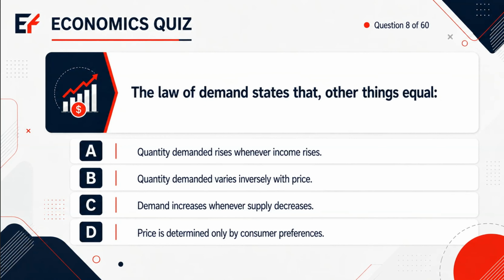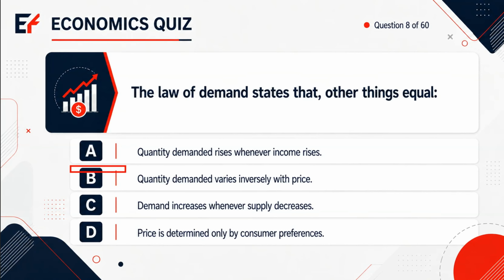Question 8. The law of demand states that, other things equal, A. Quantity demanded rises whenever income rises. B. Quantity demanded varies inversely with price. C. Demand increases whenever supply decreases. D. Price is determined only by consumer preferences. The correct answer is B.